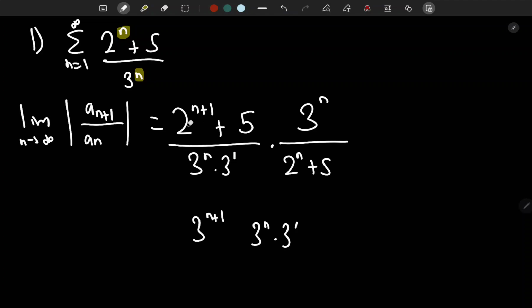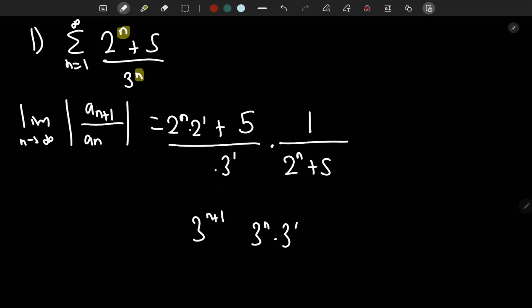And we can do the same thing over here. So this part is going to be 2 to the power of n multiplied by 2 to the power of 1. And we can cancel one of the 3 to the power of n. So let me just erase that actually. And here we cannot cancel 2 to the power of n because there is a plus 5 over here.